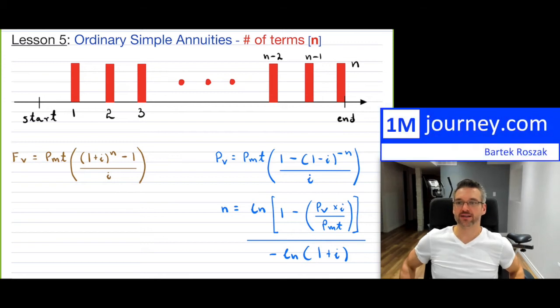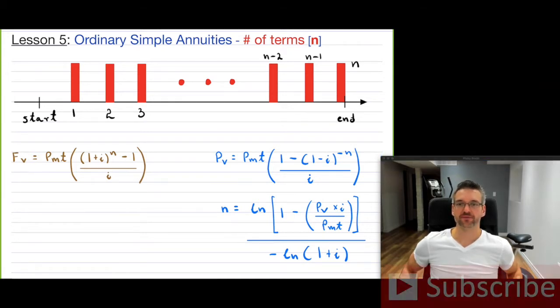So happy lesson number 5 on Ordinary Simple Annuities. This one will be trying to find out the number of terms in an annuity. So how many payments do we actually have?